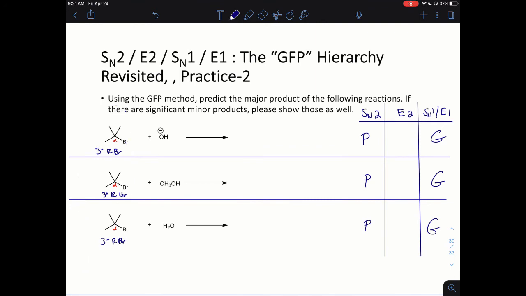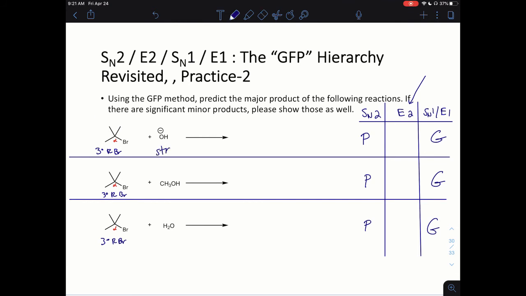So now all there is to do is to see if E2 will outcompete it or not. Think about SN1/E1. I said it has a good rate, but you still have to wait for this bond to break to form the carbocation. And if you have a strong base, the molecule is not going to just sit around and wait for that bond to break. The base is going to deprotonate something.